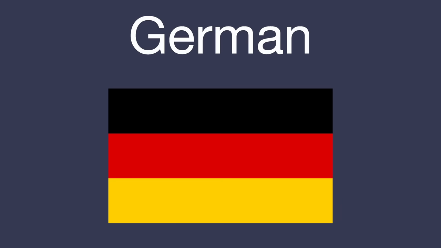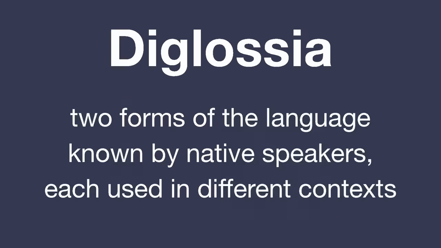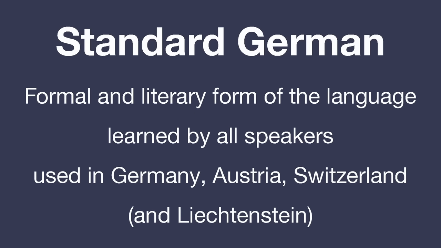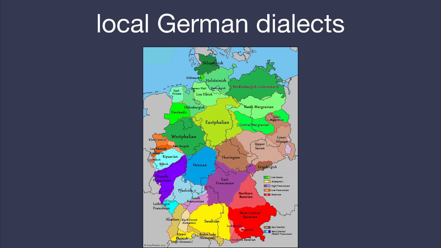Next, I'm going to talk about German. German exhibits diglossia, where there are two forms of the language that native speakers tend to know. Standard German, what people usually mean when they say German, is the formal and literary language, being official in Germany, Austria, and Switzerland. But there are also many local varieties of German that vary widely from each other and from the standard variety. They are generally more often spoken in informal situations, with friends and family.